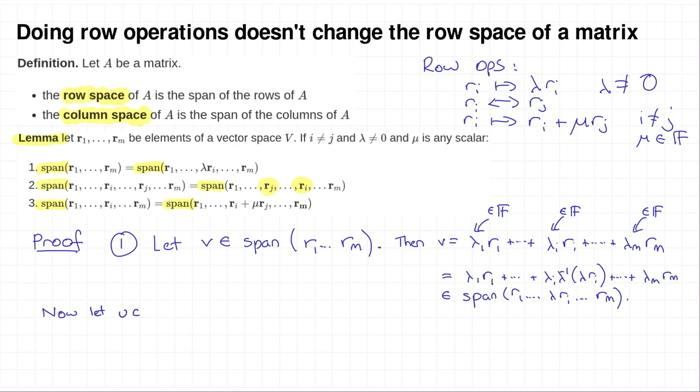Let's take a vector u in the span of R1 up to Ri minus 1, and then lambda times Ri, and then Ri plus 1 up to Rm. So again, u is equal to a linear combination of those vectors, which we're going to write as u is equal to, let's say, mu1 times R1 up to mu i times lambda Ri, and then mu i plus 1 times Ri plus 1 all the way up to mu m times Rm.